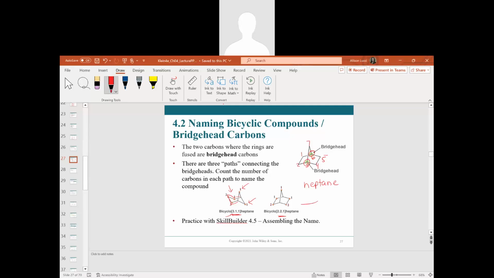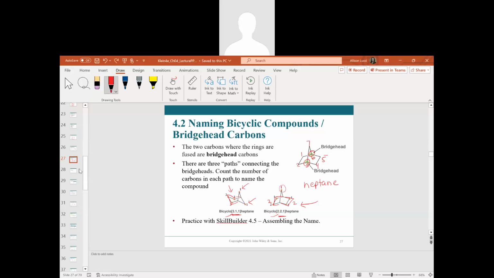And then over here, starting at a bridgehead, I go down my longest path, my longest bridge. So I have a 2 carbon bridge there. My second longest path is another 2 carbon bridge, and then I have that 1 up top. So again, we have bicycloheptane, but the numeric, the 2.2.1, comes from those 3 bridge pathways. You always start down the longest bridge, and that will be your first number.